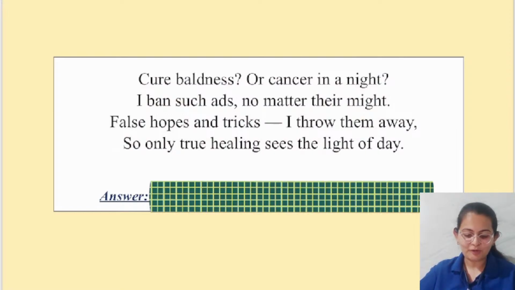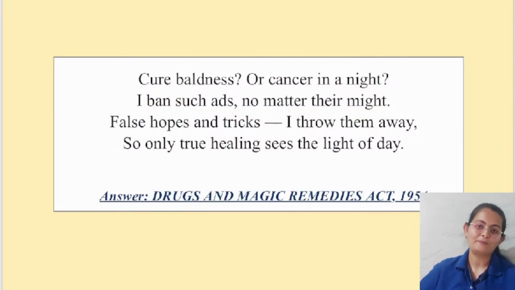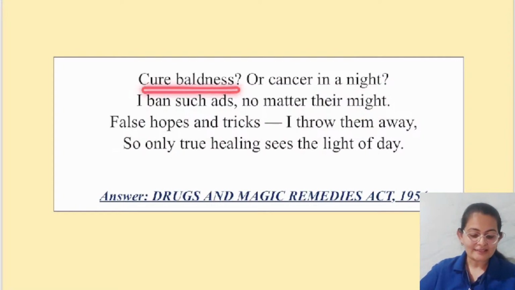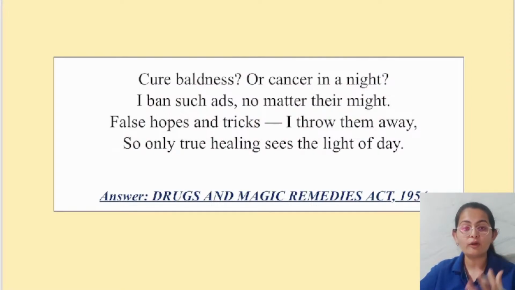It is talking about the Drug and Magic Remedy Act. Now see, in the riddle itself you will get the hidden meaning of it. Baldness and cancer, these are under Schedule J. This particular thing which is claiming is a false claim, a false advertisement. No disease like cancer could be cured in a night. It is a false hope given.